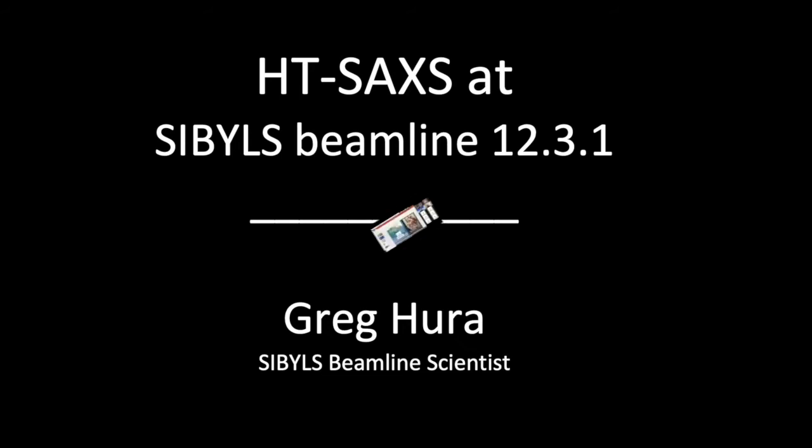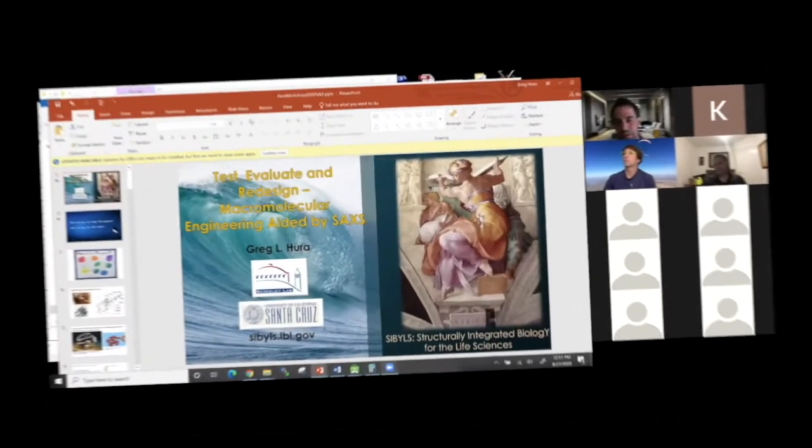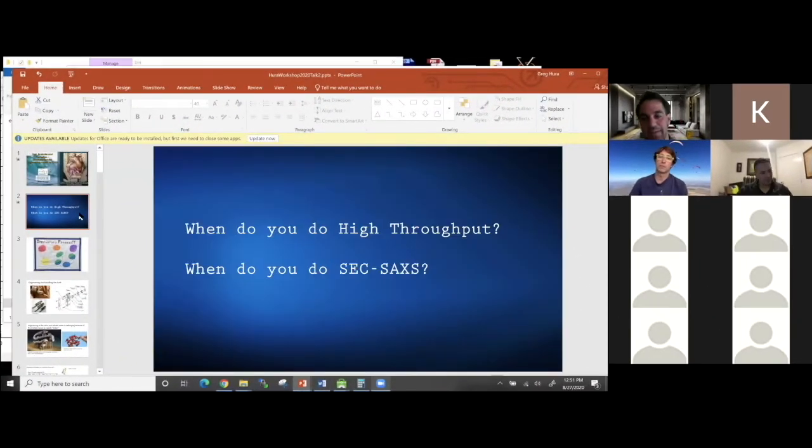So I wanted to basically answer some questions. When do you use high throughput? When do you use SEC-SAXS? And very briefly, in a nutshell, if you're just going to do one sample, you're interested in one protein, in one conformation, and one condition, you definitely want to do SEC-SAXS.